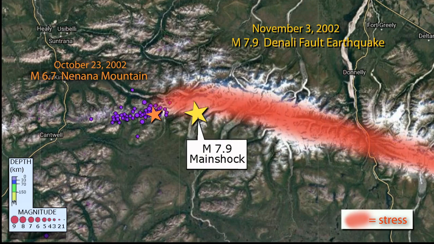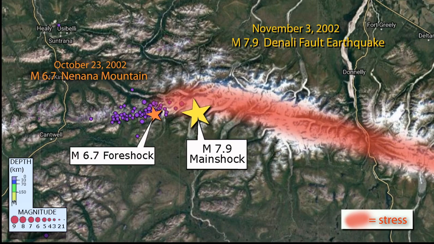On November 3rd, the magnitude 7.9 main shock occurred, with the epicenter located 22 kilometers east of the magnitude 6.7 epicenter. The October 23rd earthquake is now called a foreshock because it triggered the magnitude 7.9 main shock 11 days later. However, we didn't know it was a foreshock until November 3rd, when the larger main shock occurred.